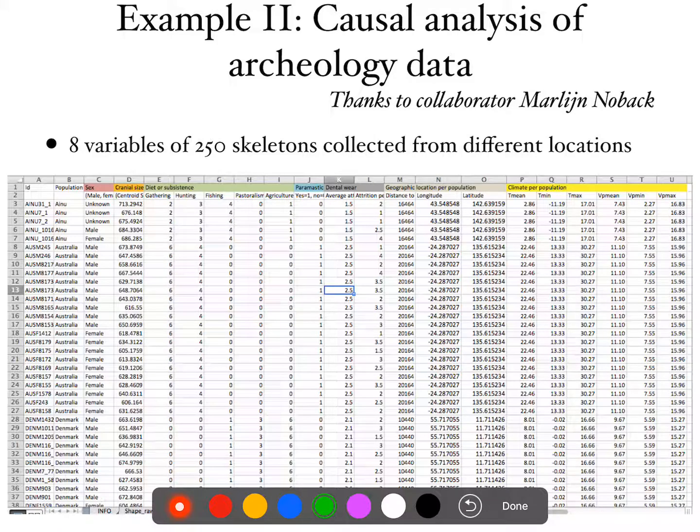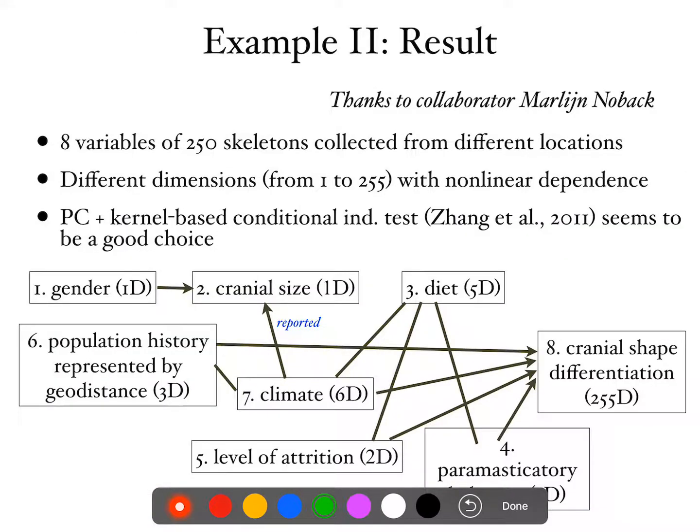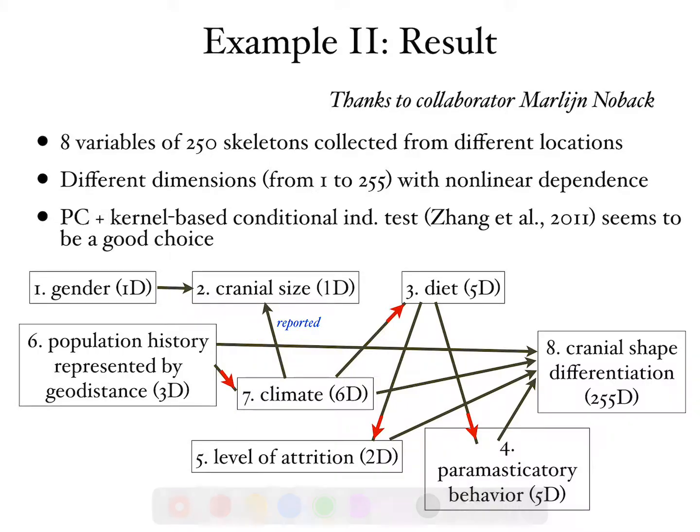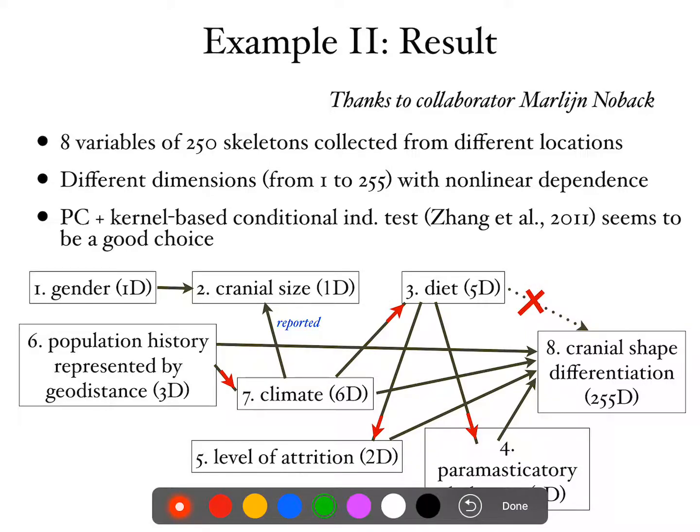My colleague collected 250 skeletons in the world. He's an archaeologist. And they really want to understand those causal relations. And here we just apply the PC method combined with our kernel-based conditional independence test. And finally, you can see this is the output. So it makes sense. And there are some well-studied phenomena. So here, I think I talked about this last time. And also we have new information because we can distinguish direct causal influence from indirect causal influence.